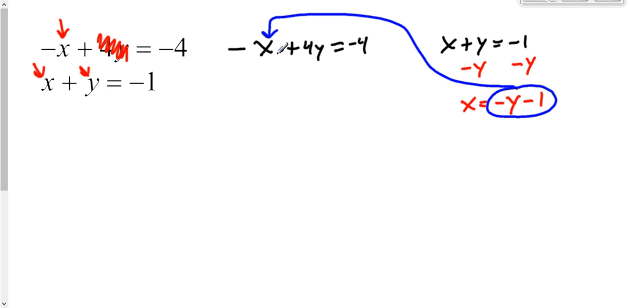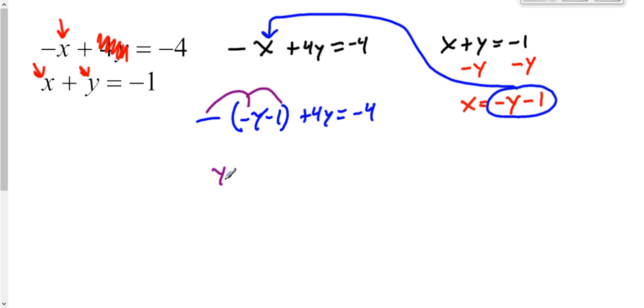So I'm going to plug that in for the x. It only goes in for the letter x. So that minus sign on the outside does not go away. It is just the x that is affected. I then distribute this negative and that gives me y plus 1 plus 4y equals negative 4. Combining like terms gives me 5y plus 1 equals negative 4.